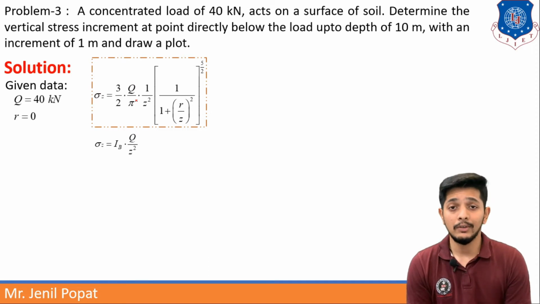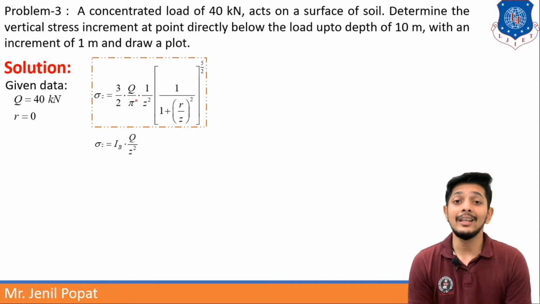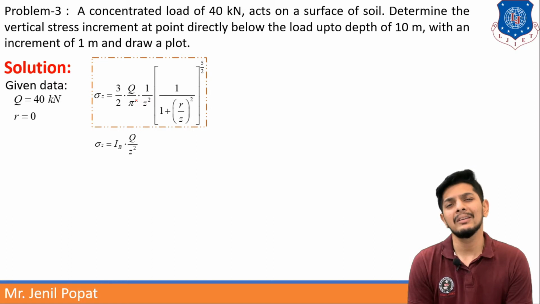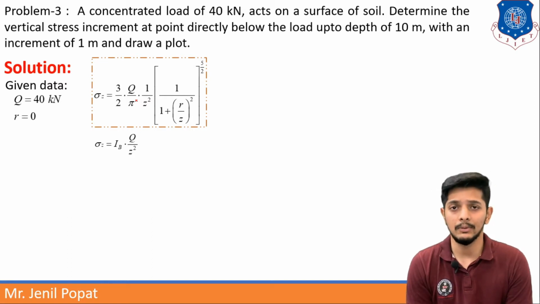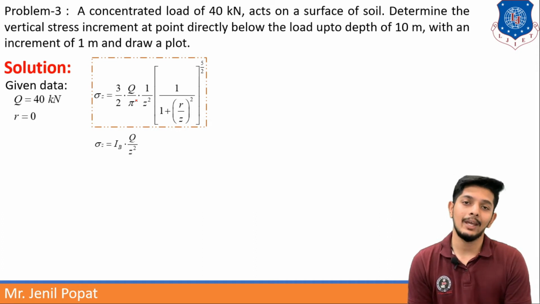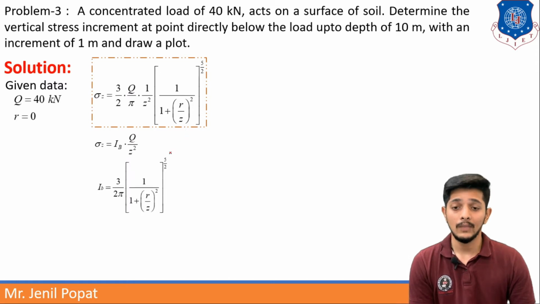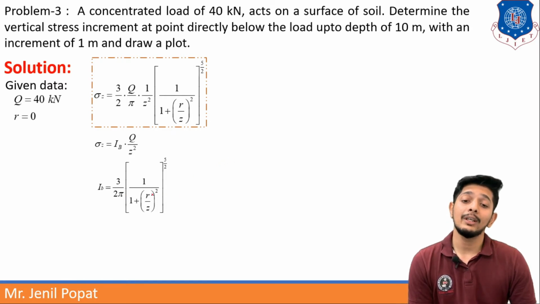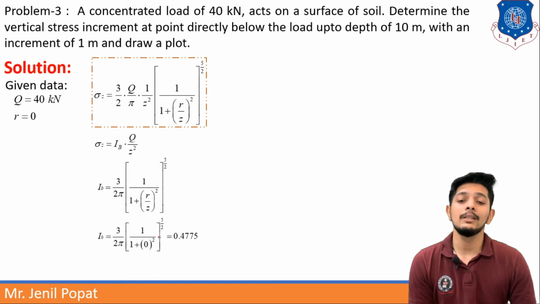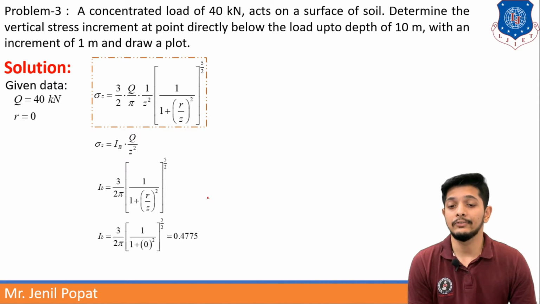See guys, whenever we are told to find out stress in increment of 1 meter or XYZ, whatever the meters are given, you have to use sigma z is equal to IB into Q by Z square formula because it will be easier to calculate. Now putting IB equation as 3 by 2 pi in bracket 1 upon 1 plus R by Z square and whole raised to 5 by 2. Now putting R value here, I will get IB is equal to 0.4775.